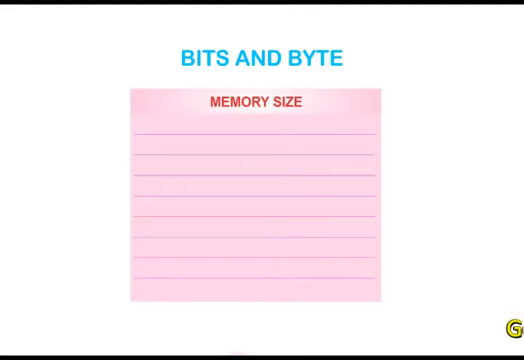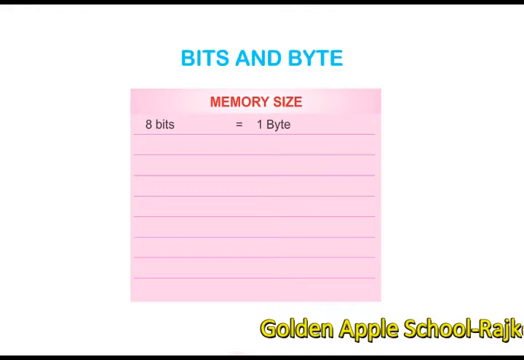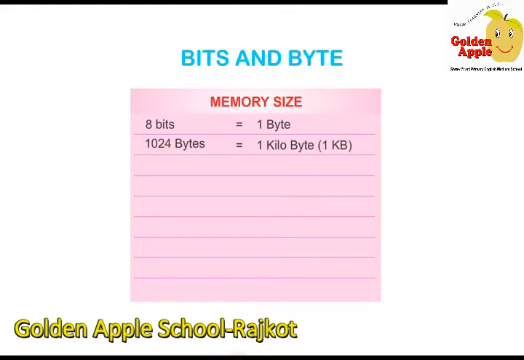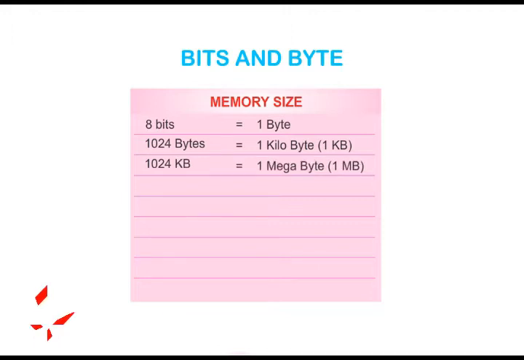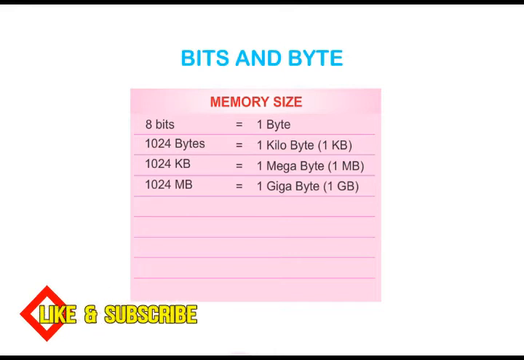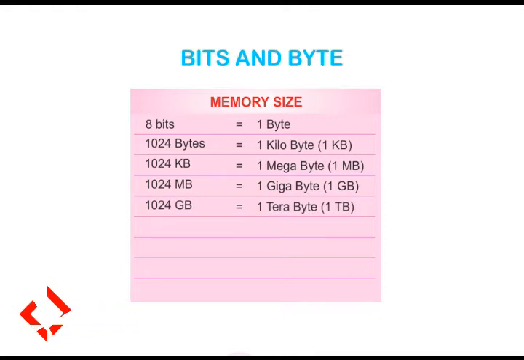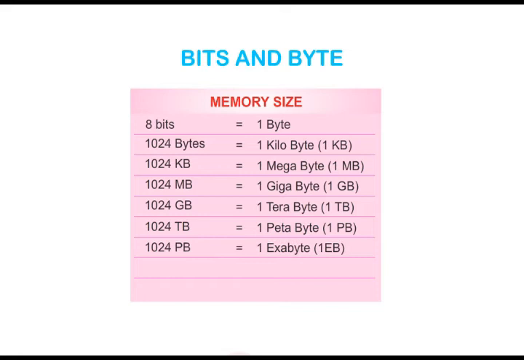Take a look at this memory size table here. 8 bits is 1 byte. 1024 bytes is 1 kilobyte, 1 KB. 1024 KB is 1 megabyte, 1 MB. 1024 MB is 1 gigabyte, 1 GB. 1024 GB is 1 terabyte, 1 TB. 1024 TB is 1 petabyte, 1 PB. 1024 PB is 1 exabyte, 1 EB. 1024 EB is 1 zettabyte, 1 ZB. 1024 ZB is 1 yottabyte, 1 YB.